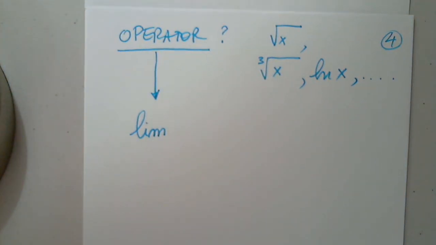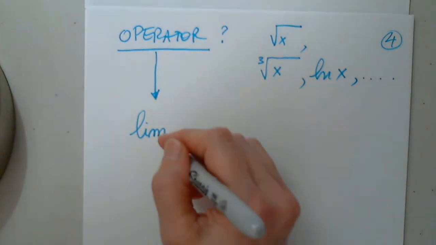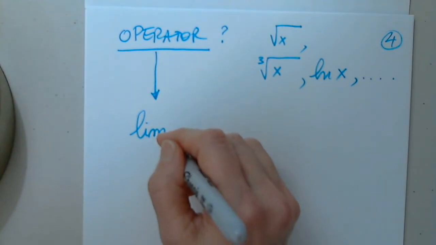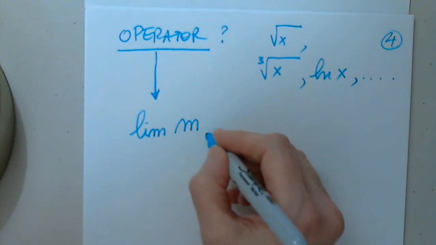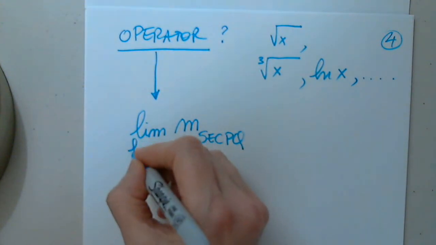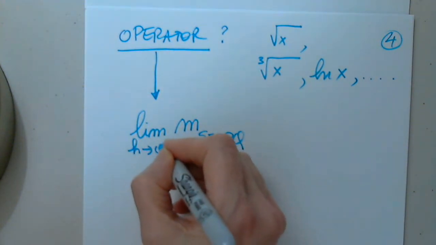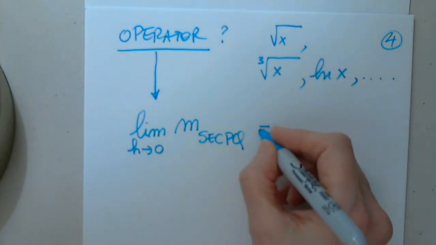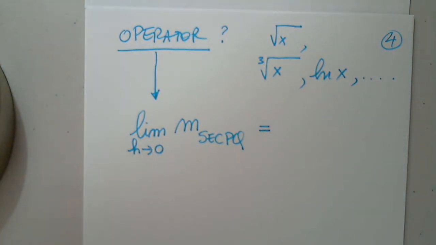The limit operator. So we're going to write that the limit of the slope of the secant line as H approaches 0 equals anyone.